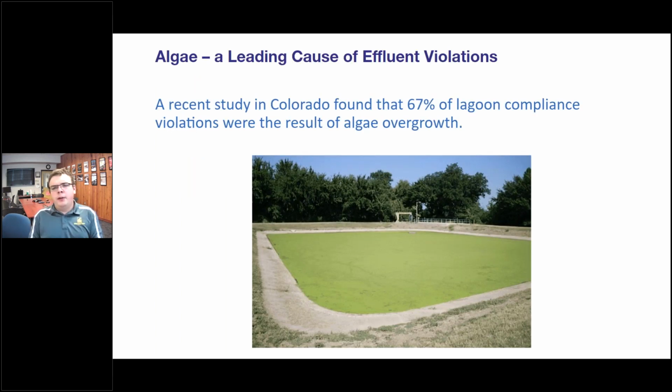So changing gears a little bit here, we can talk about some things that happen closer to the surface. One thing that lagoon systems can do a lot of is algae, and that's actually a big cause of effluent violations. One study showed that as high as 67% of lagoon compliance issues were the result of algae overgrowth. Some algae is expected in a lagoon system. It's basically a pond, but what you don't want to see is a big green sludge over the top of it like you see in the picture down here.